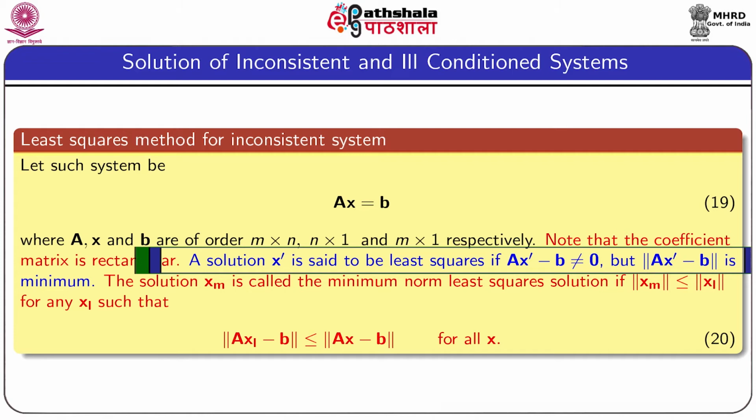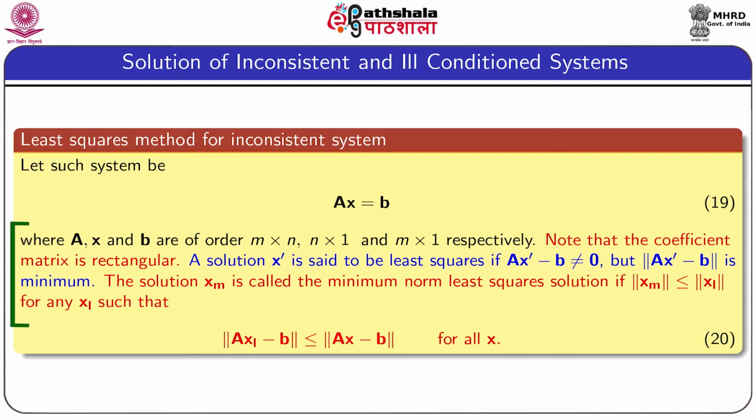Now, a solution x dash is said to be least square if Ax dash minus b is not equal to the null vector, but the norm of this vector is minimum. The solution xm is called the minimum norm least square solution if the norm of the vector xm is less than or equal to the norm of any vector x1 such that the norm of x1 minus b is less than or equal to the norm of x minus b, and this condition is true for all x.